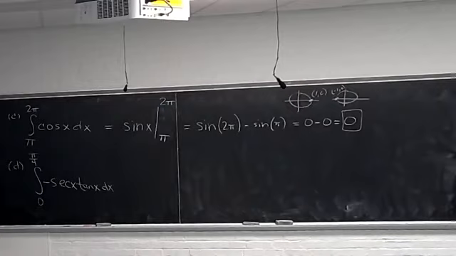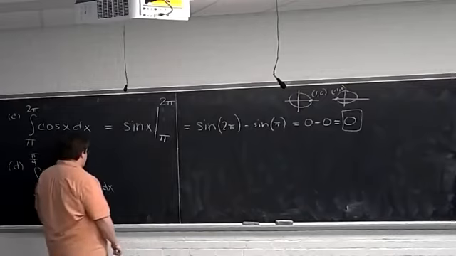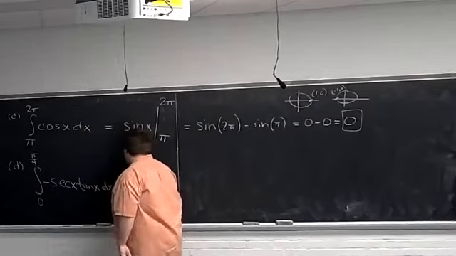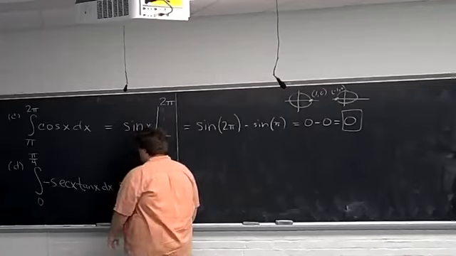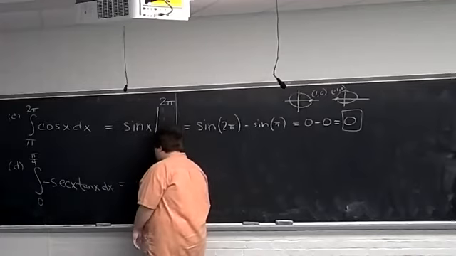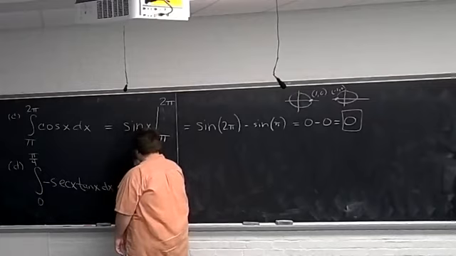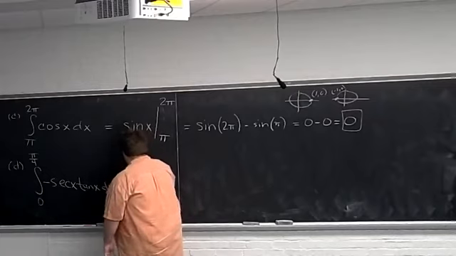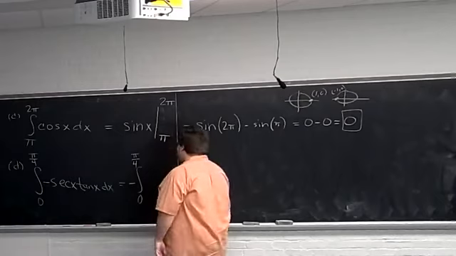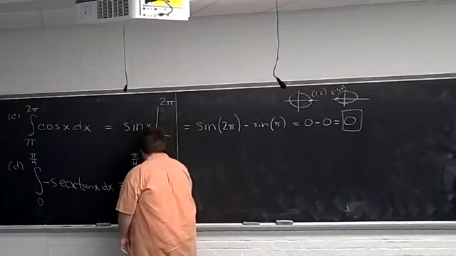Okay, part D. Integral from 0 to pi over 4 of negative secant x tangent x with respect to x. We need a function whose derivative is negative secant x tangent x. Well, I'll write this step out. There are a few different first steps you can do here. You can jump straight to the antiderivative.